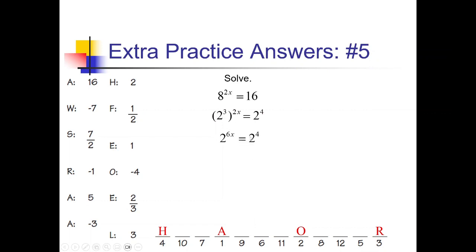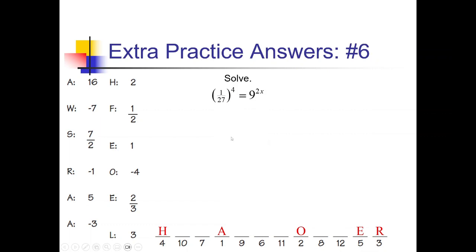And now that I have just a 2 on each side, let me cancel those, and I can write 6x equals 4. Dividing both sides by 6, I have x equals 4 over 6, which I can reduce to 2 over 3. That's going to give me E, which I will put in spot 5 over here.